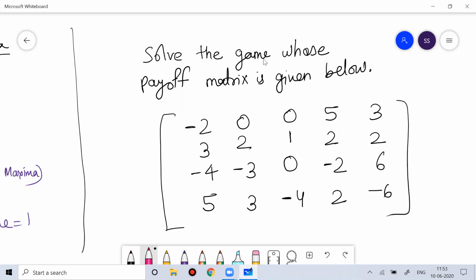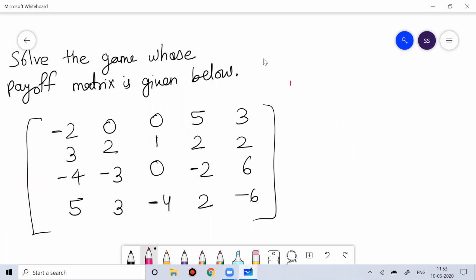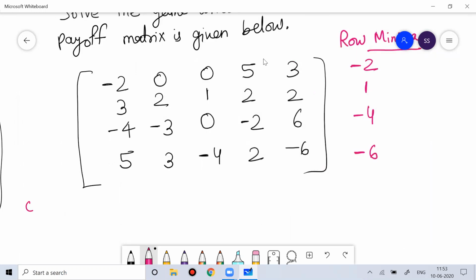Very simple. Again, you will find the row minima. So the row minima here is -2. Here this is 1. Here this is -4. Here the row minima is -6. So this is your row minima. And then find the column maxima. Column maxima is 5, then 3, then 1, then 5, and then 6.